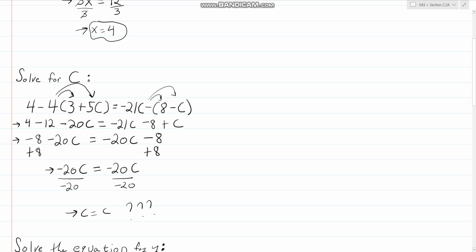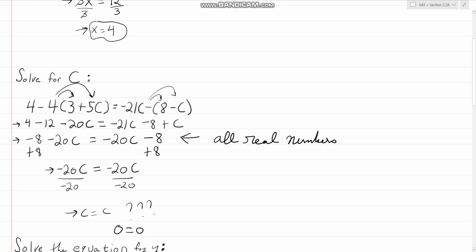When this happens, what it means is that any real number would have worked. So if you ever find this, like c equals c, sometimes we get 0 equals 0, things like this, this means that all real numbers would have worked. And we actually could have noticed that right here on this step. Whenever the equation is equivalent to itself, the answer is all real numbers.